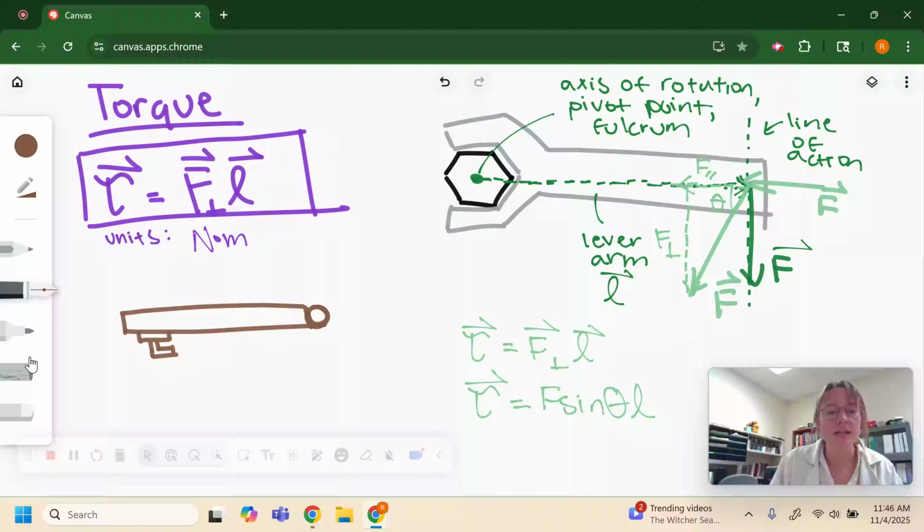Can you, on your diagram of your door, label where we would have the axis of rotation, or the pivot point, where we would have the line of action, and where you would have your lever arm?